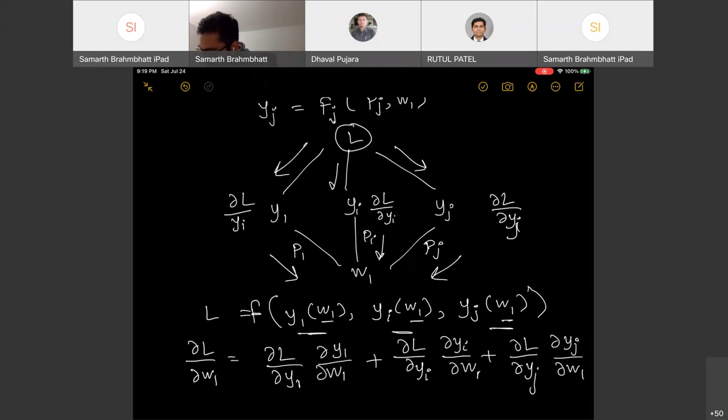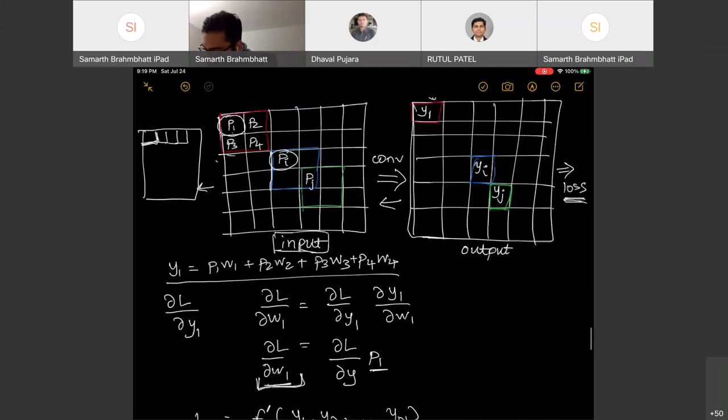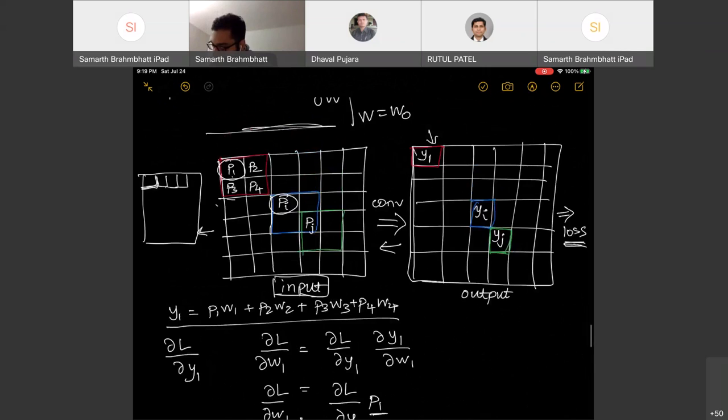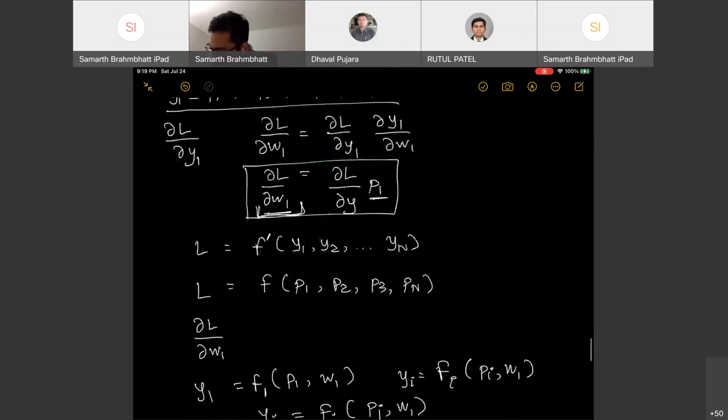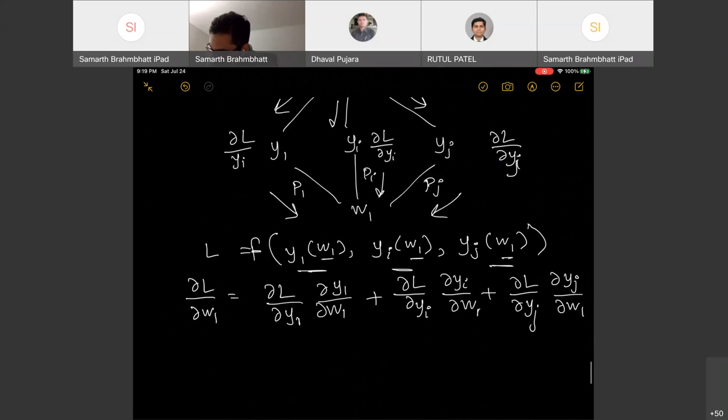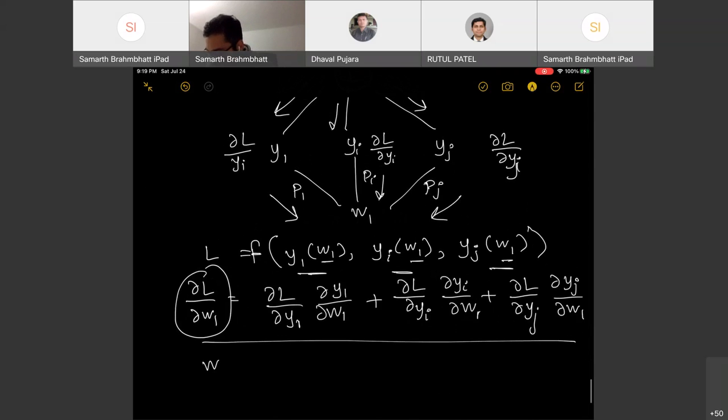So basically the thing is, from all these pixels p1, pi, pj, the gradients with respect to w1 that you are going to get, you will have to add up all those gradients according to this equation, right? And you will get the final gradient with respect to w1, and then you will update this: w1 is equal to the old w1 minus your learning rate times the final gradient.